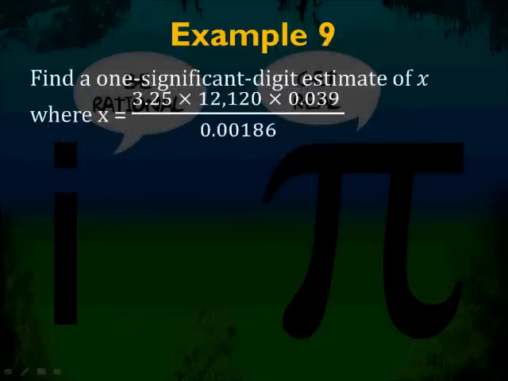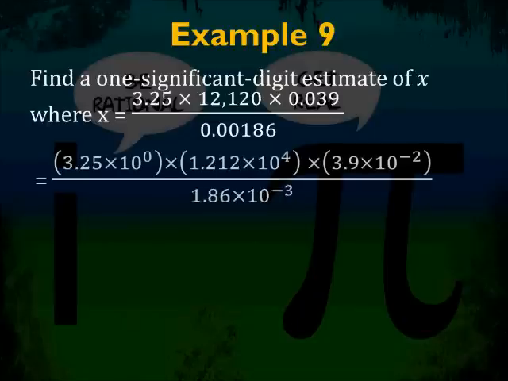Last one, find a one significant digit estimate of x, where x is equal to that fraction. When you do these fractions, you're going to want a one significant digit estimate. So the first step is to convert everything to one significant digit, and you can do that by rounding. The first thing you want to do is put everything in scientific notation. So convert each number to some power of 10.